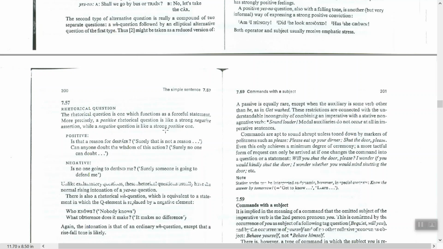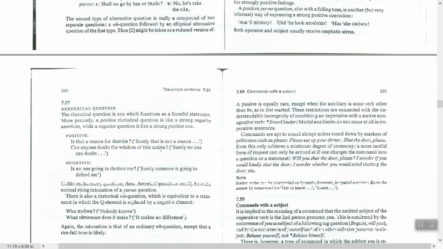Let's explain with example. Here, is there a reason for despair? This is rhetorical question, positive. We don't have not here. Is there a reason for despair? This is positive question. The meaning of this, as we said positive, the meaning is negative. Surely there, that's not a reason.